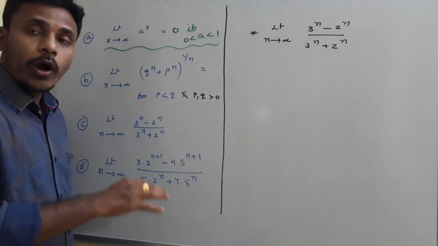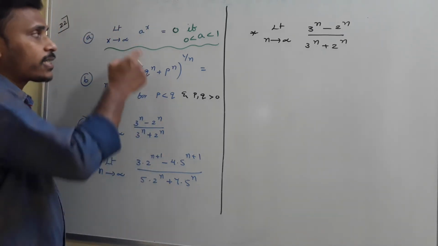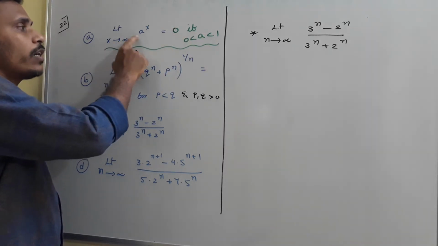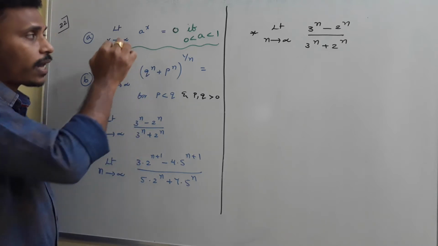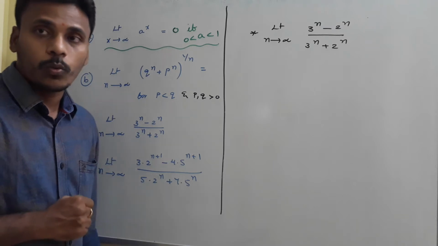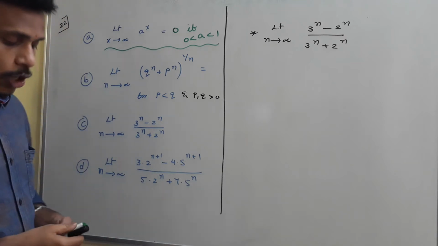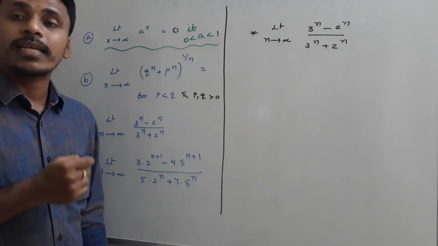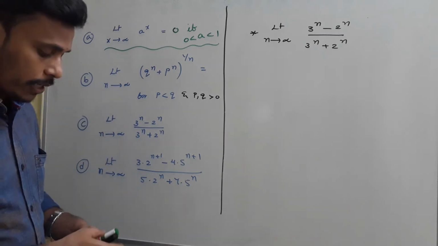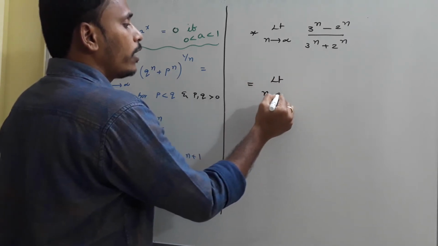But to avoid that indeterminate, we have a logic here. How to solve it? Just have a look at the first point. If the base is in between 0 and 1, limit x tends to infinity, a power x is 0. So with that idea, you need to make an exponent whose base is in between 0 and 1. For that, you need to common out 3 power n from numerator and denominator. Just like picking out the highest degree term, for this type of problems, you need to pick out the highest value base term. So this is equals to limit n tends to infinity.